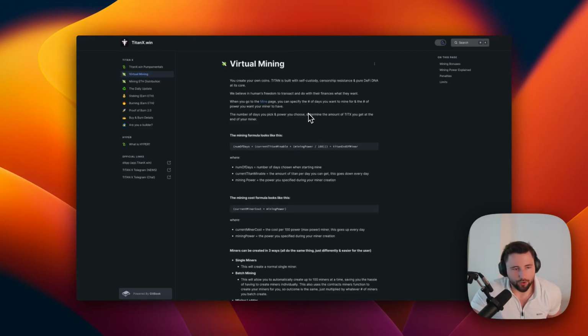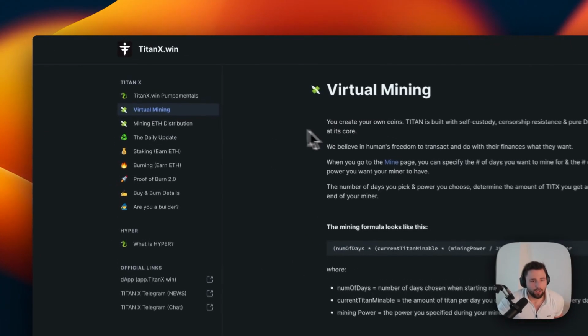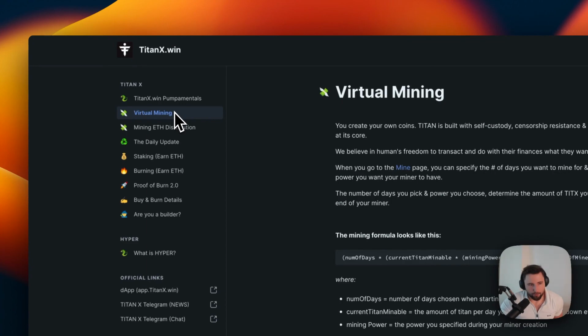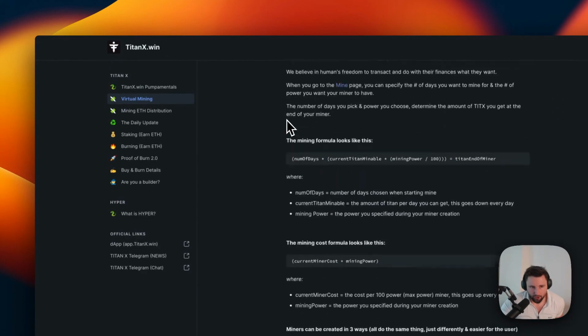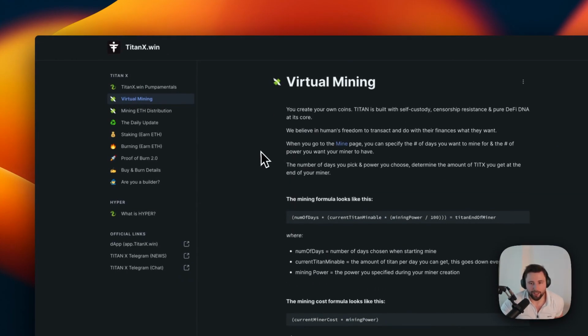This video will go through the TitanX whitepaper. As you can see on the left side, if you go to the whitepaper, which is docs.titanx.win, I would highly recommend reading this entire document from start to finish if you're planning to participate. Because if you don't, you have a major disadvantage going in. So I would highly recommend taking 5 minutes and reading this completely. But in this video, I'll try my best to run through it.